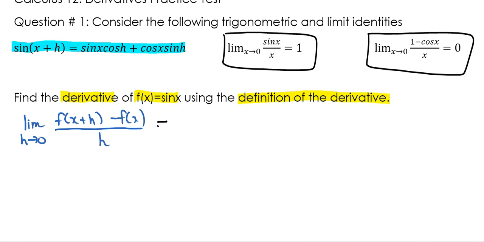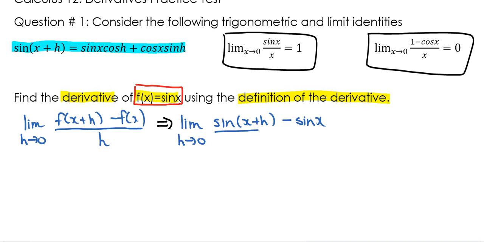Step number 2 is you want to substitute your function into the definition of the derivative. And the function that we're focusing on here is f of x equals sine x. Alright, so let's go ahead and substitute sine x into the definition of the derivative here. So this is the limit as h goes to 0 of sine of x plus h minus sine x, all divided by h. Okay, so there it is. There's the proper substitution step.